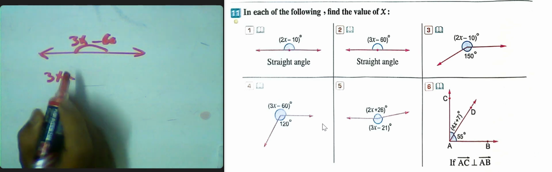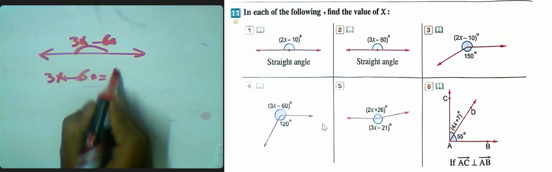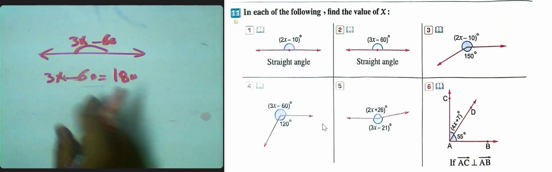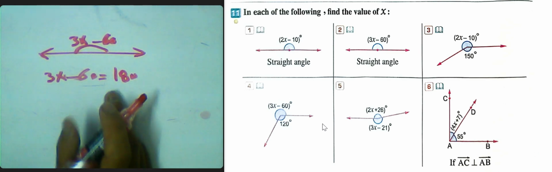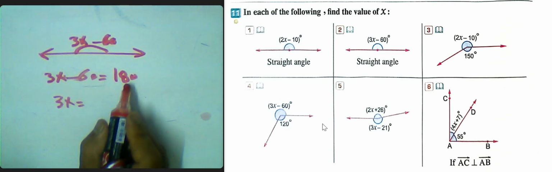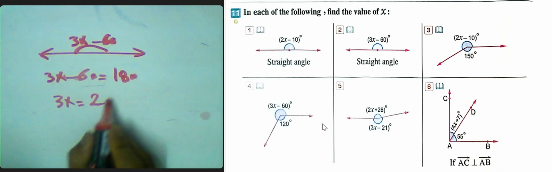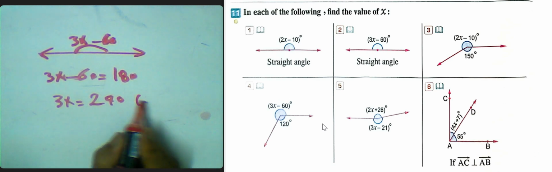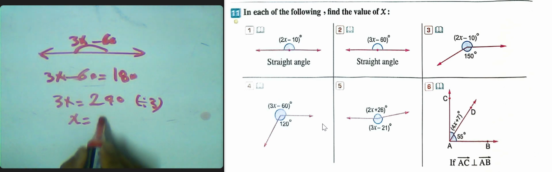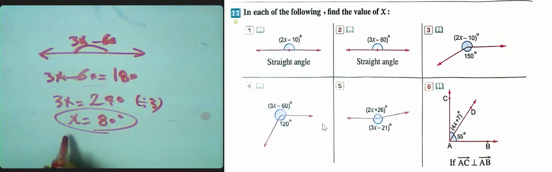Next example, we have a straight angle. The measure of a straight angle equals 180 degrees, and we have 3x minus 60. We can write 3x subtract 60, and the result will be 180. We can move the negative 60 from the left-hand side to the right-hand side. Then 3x equals 180 plus 60, which is 240. Then you can divide it by 3. Then the value of x equals 80 degrees.